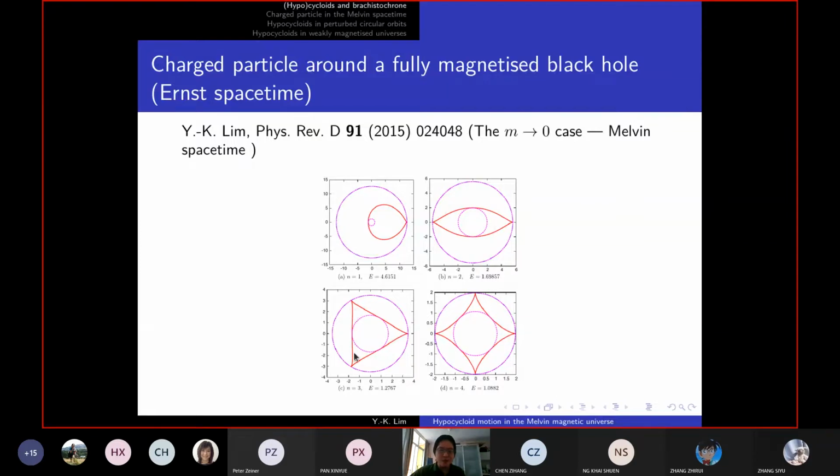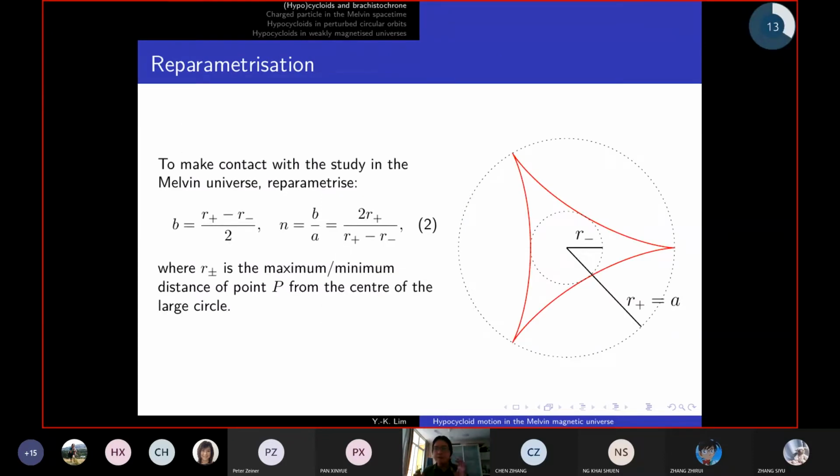Instead of a curve, it's almost a straight line. So is this really related to the hypocycloid? I will comment on this at the end of the talk, near the conclusion.